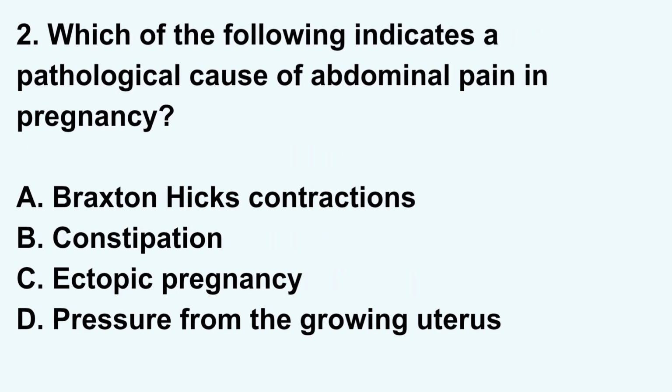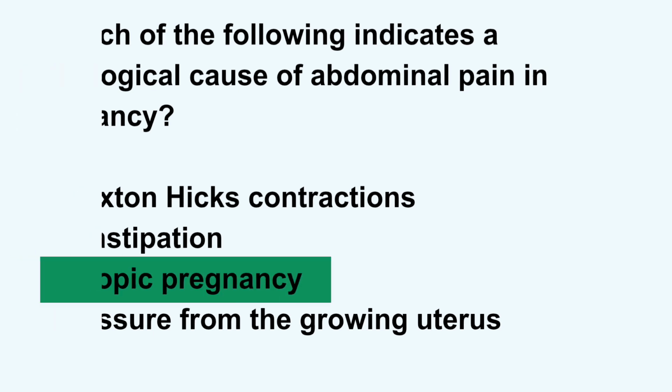Which of the following indicates a pathological cause of abdominal pain in pregnancy? A. Braxton Hicks contractions. B. Constipation. C. Ectopic pregnancy. D. Pressure from the growing uterus. Correct answer, C. Ectopic pregnancy.